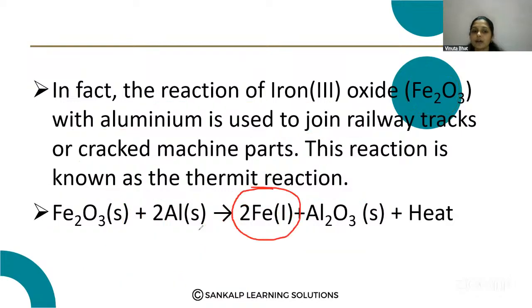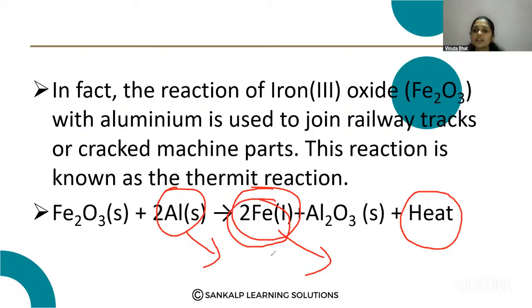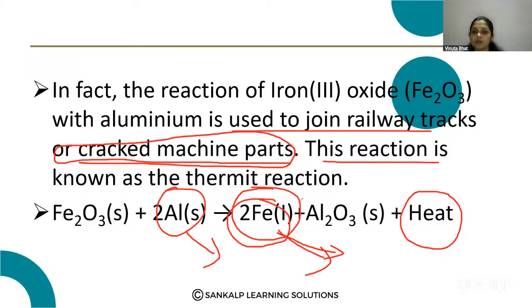This iron that we obtain is in the molten state. So because of exothermic reaction ಅಲ್ವಾ, ಸೊ ಇಲ್ಲಿ highly reactive metal ಅನ್ನ ಯೂಸ್ ಮಾಡೋದ್ರಿಂದ so exothermic reaction, because more heat is generated in this reaction. Because of that heat, this metal is in the molten state, ಅದು molten state ಅಲ್ಲಿ ಇರುತ್ತೆ. So because of this molten state, this iron with aluminium is used to join the railway track or cracked machine parts. Okay, so that is the use of this reaction.